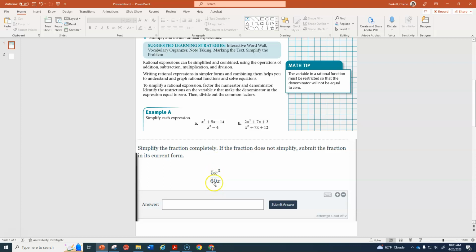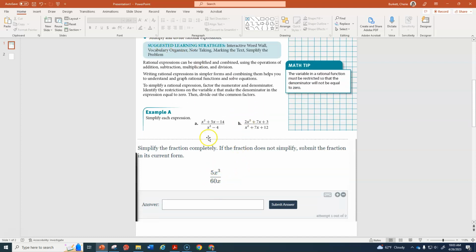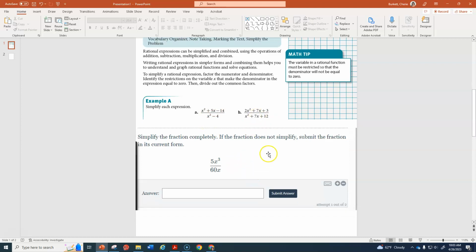So I'm going to review with you how to simplify before we go to multiply and divide. But I also want to start a lot smaller than these problems. I also want to give you a heads up.